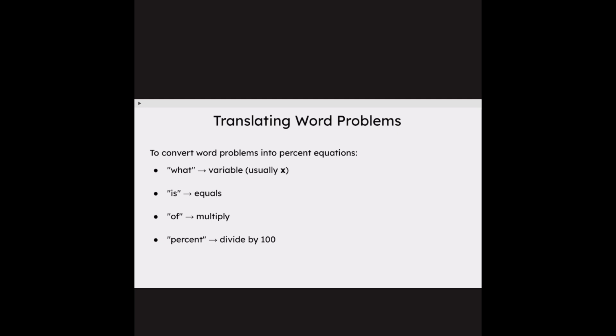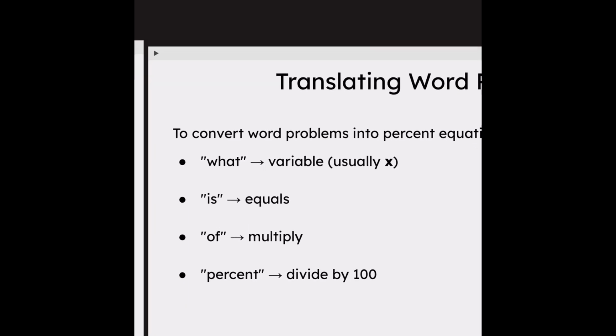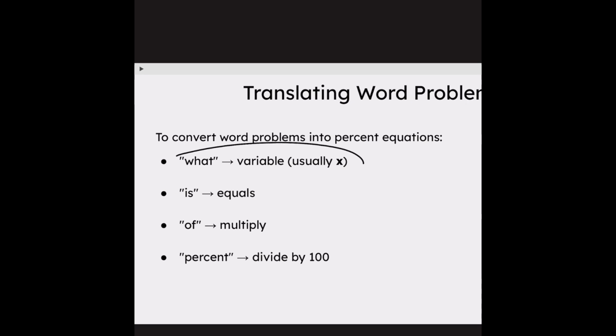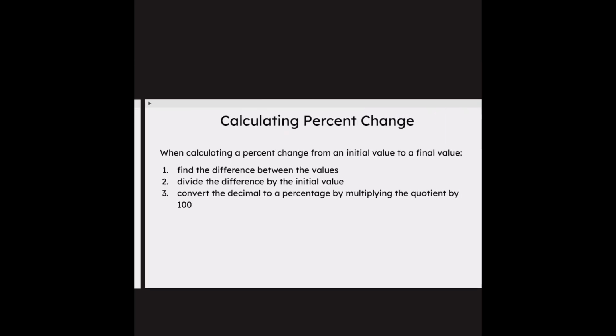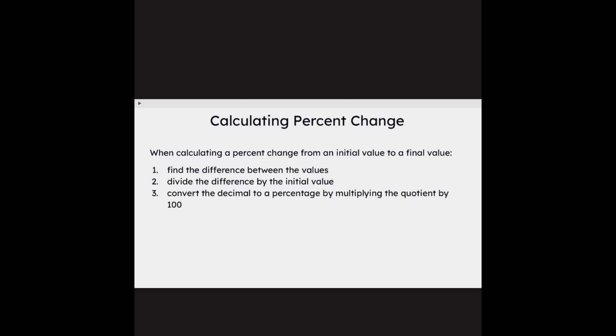Translating word problems. So to convert word problems into percent equations, you can use this key. So what is referring to the variable x, is means equals, of means multiply, we looked at that part before, and percent is divide by 100. We also looked at that part before. When calculating a percent change from an initial to final value, find the difference between the values, divide the difference by the initial value, and convert the decimal to a percentage by multiplying the quotient by 100. And we'll look at examples of this when we look at SAT problems.